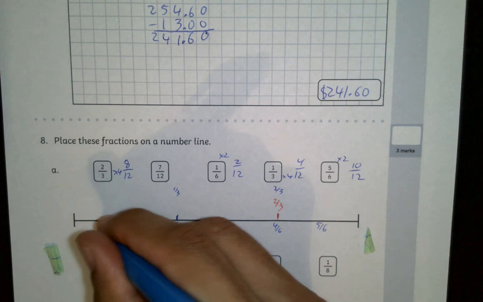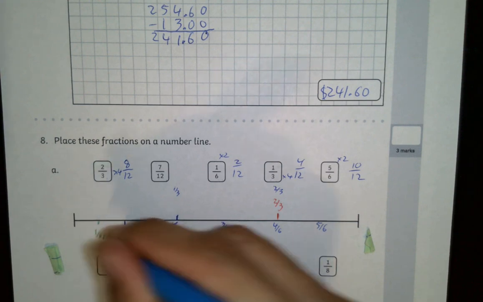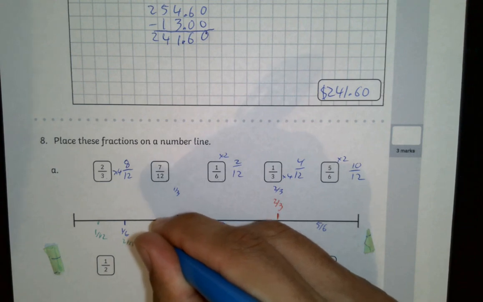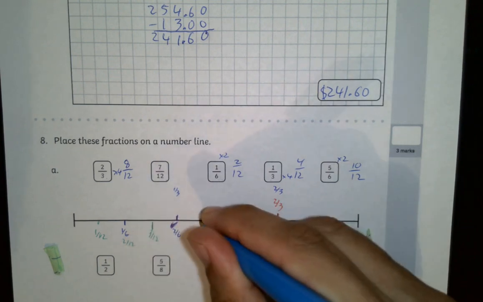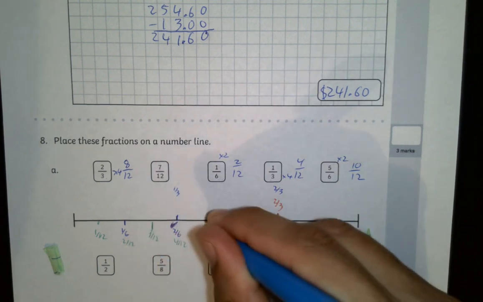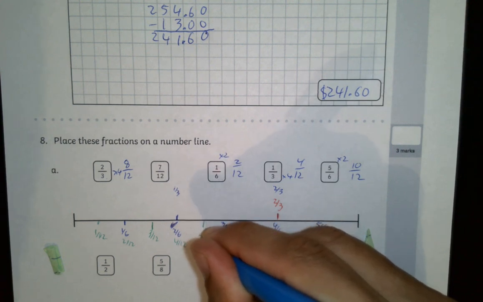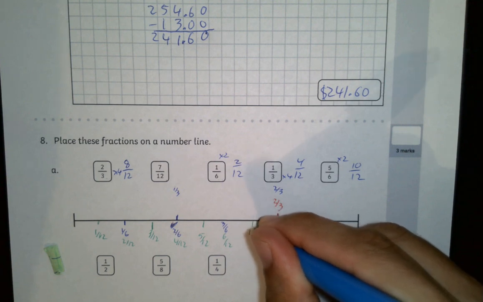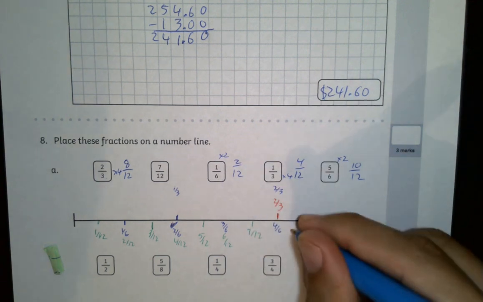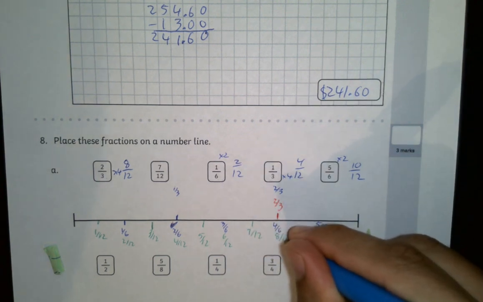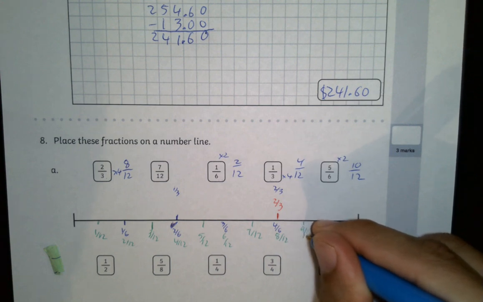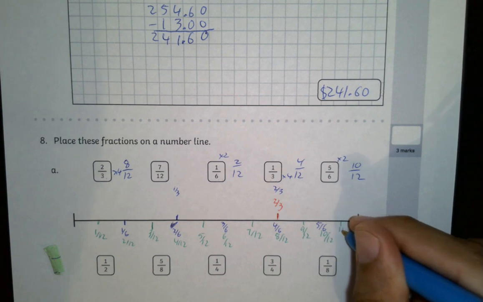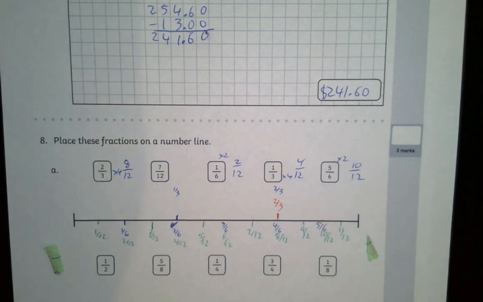So that is 1/12, 2/12, 3/12, 4/12, 5/12, 6/12, 7/12, 8/12, 9/12, 10/12, 11/12, and obviously at the end will be 12/12.